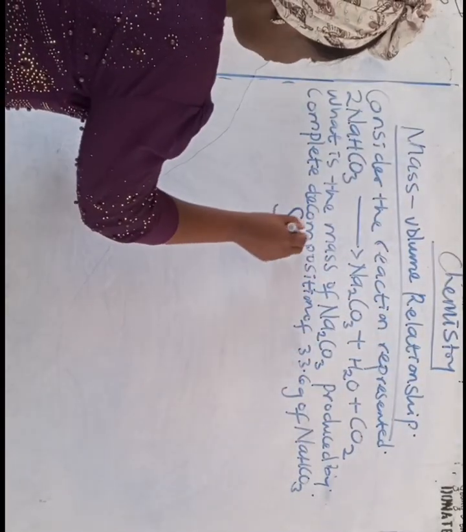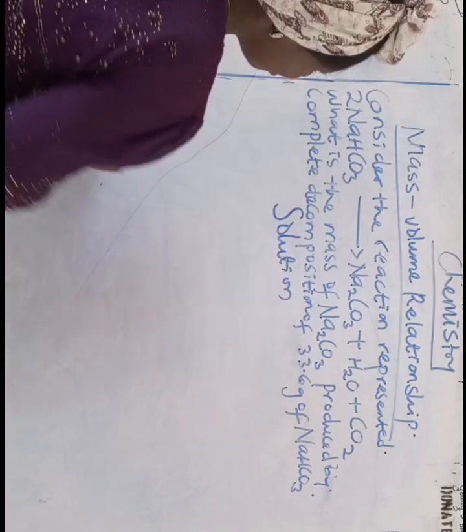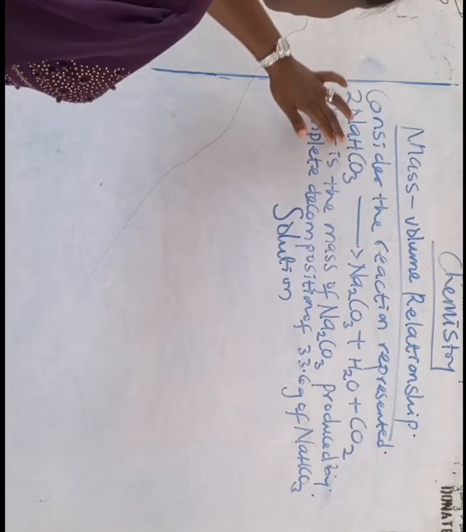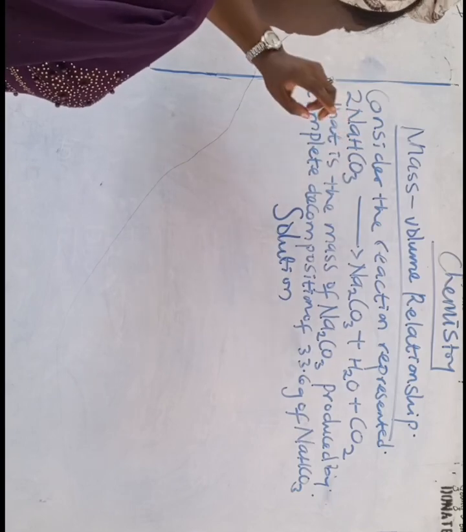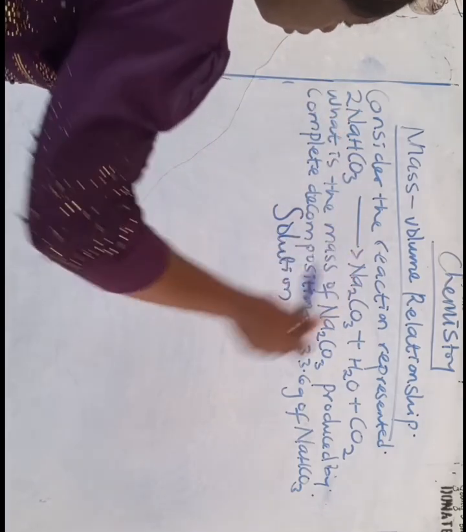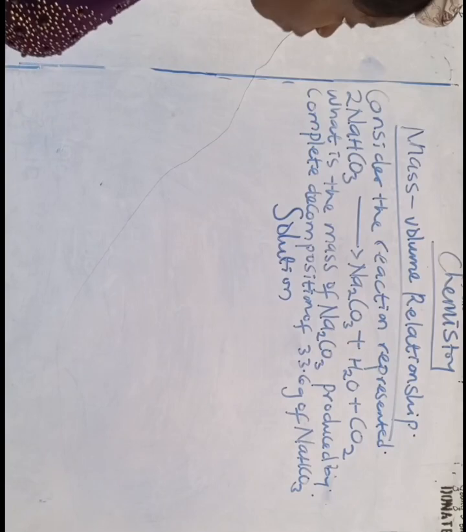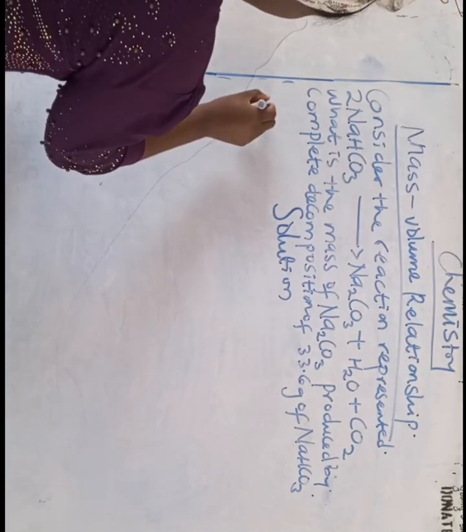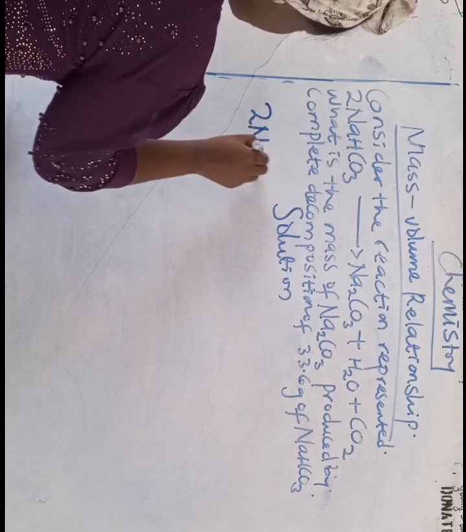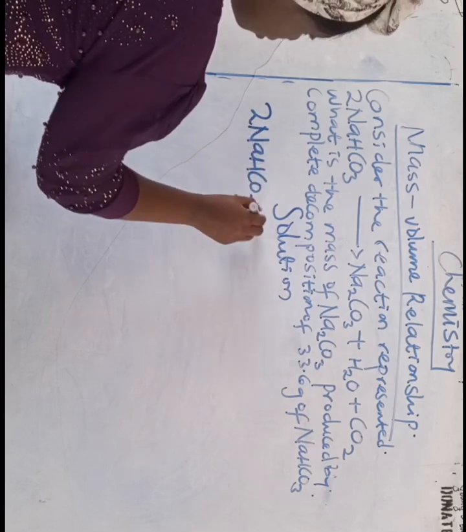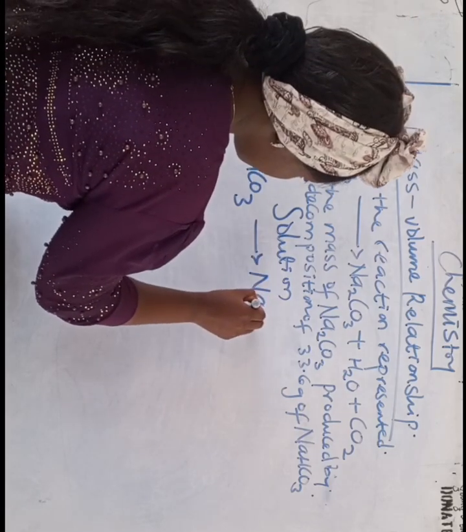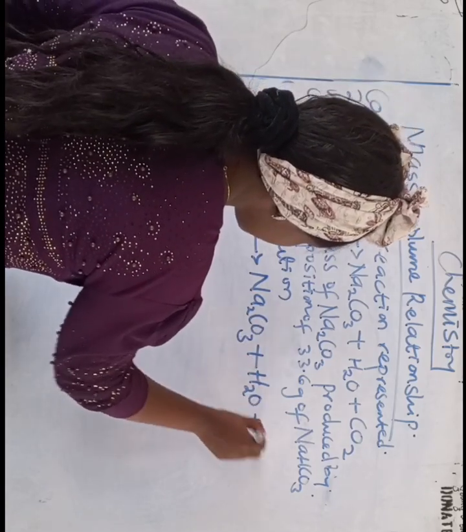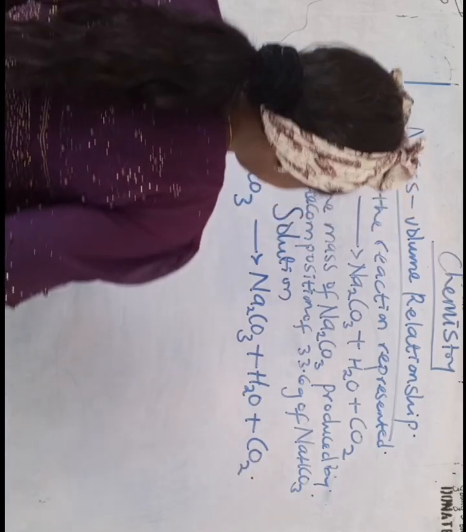Okay, I have, consider the reaction represented below. I have my 2 moles of sodium hydrogen carbonate, NaHCO3, producing sodium carbonate, Na2CO3, water, and CO2. Okay, I will have to write it out again to give you sodium carbonate plus water and CO2. All right.